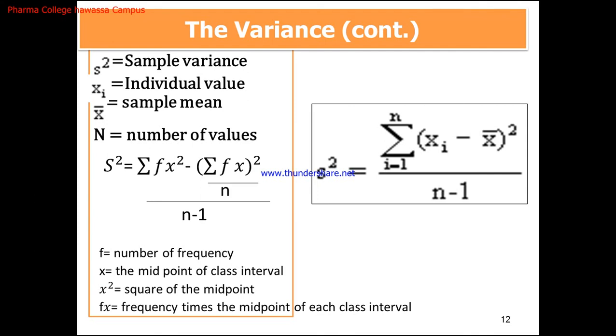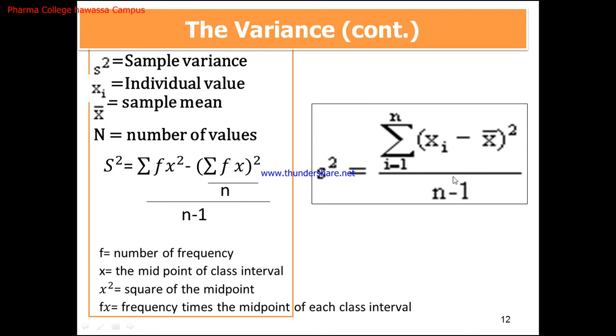We can't use the variance as the measure of summarization. Usually, this is how to calculate the variance: xi, the individual value or observation, minus the mean, then square, then the summation, divided by n minus 1.